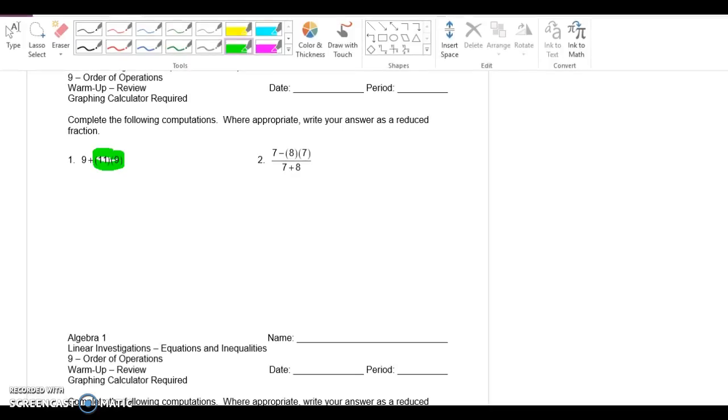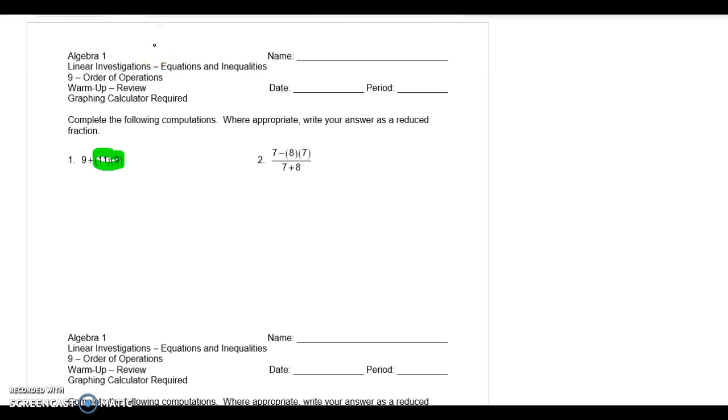The next thing I'm looking for, since I don't have any exponents, is any multiplication and division, and I'm generally going to do those together from left to right. So I've got 9 plus, and then 11 times 9 will give me 99. Put those together, and we end up getting 108. So that should be a nice little refresher from previous years of working with order of operations.